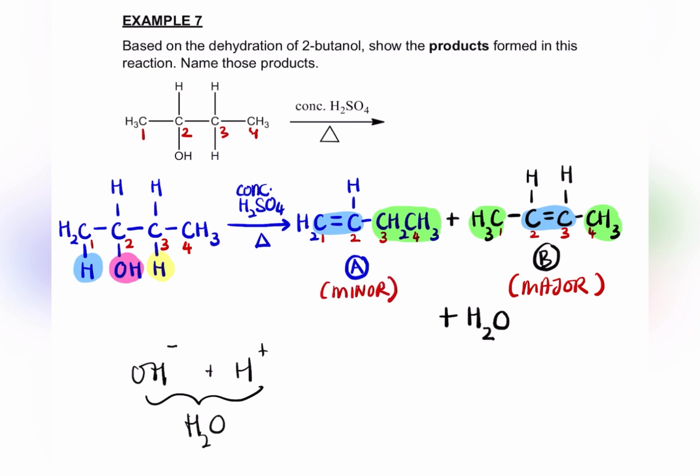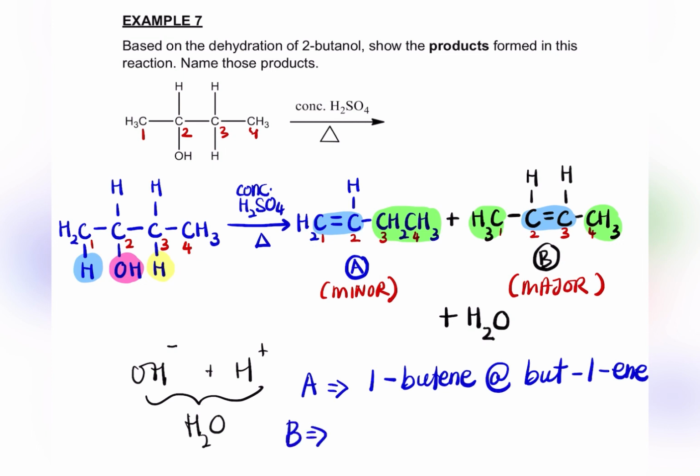And last, the question asks you to give the names for those products. For A, we determine the name with a 4-carbon chain, and you have the double bond at carbon number 1. So the name for A is 1-butene, or you can write it as but-1-ene. Next, for B, you have the double bond between carbon number 2 and 3.